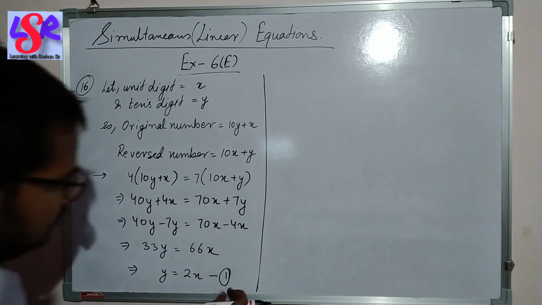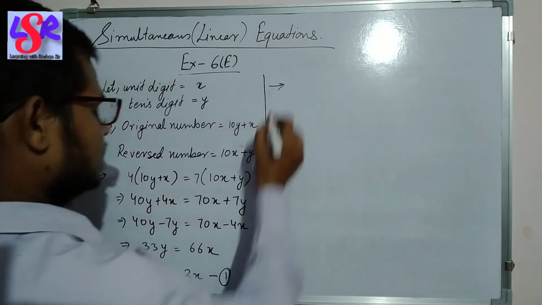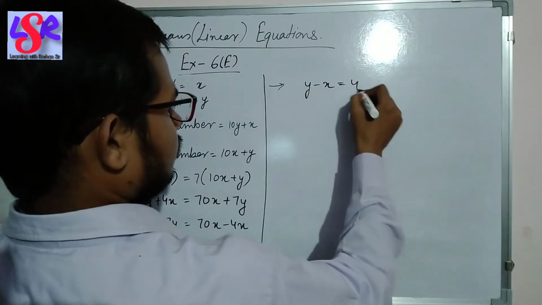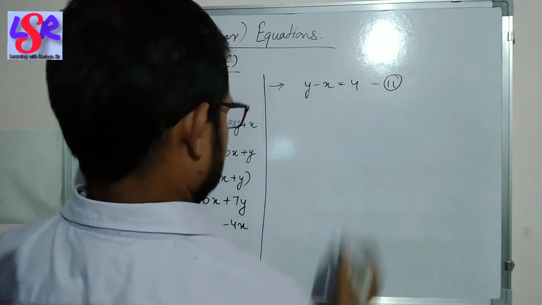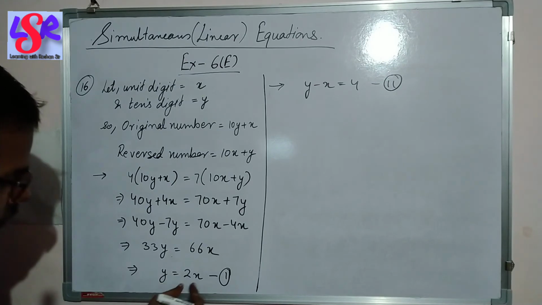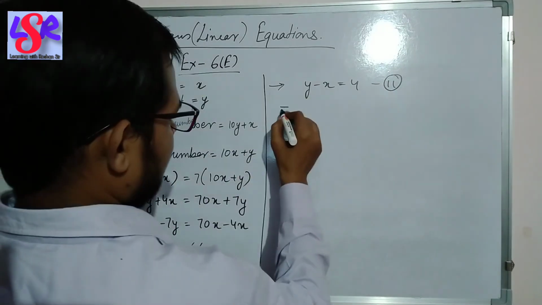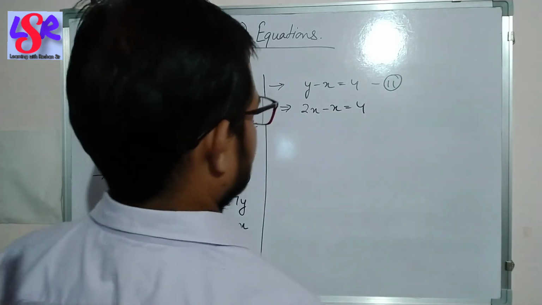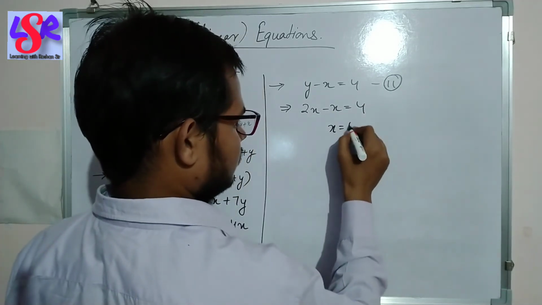And here we get the first equation, and then for the second equation we have y minus x equals 4 as your second equation. Now here we have y equals 2x, so we can place the value over there, and we get 2x minus x equals 4, and x will be equal to 4.